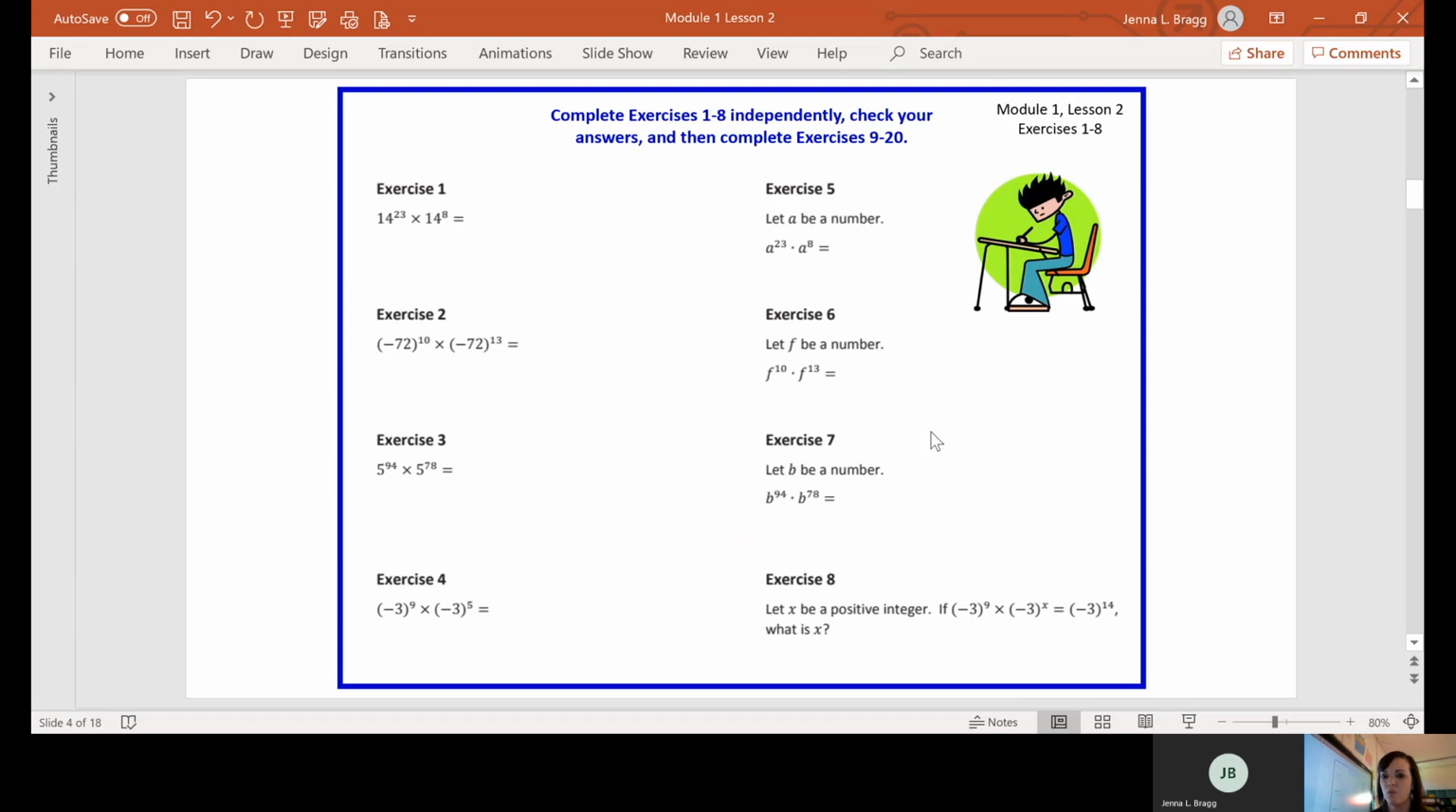You can pause here and work out exercises 1 through 8, and I will give you the answers when you finish.